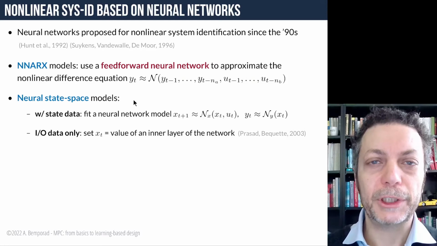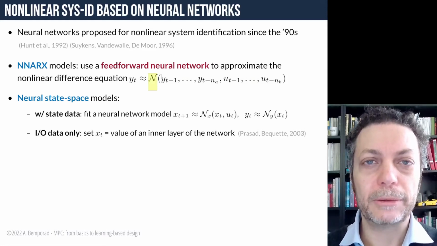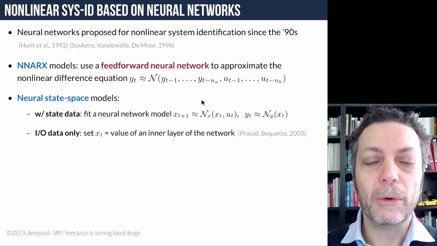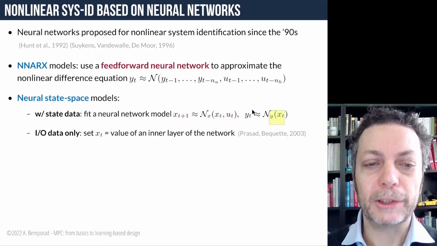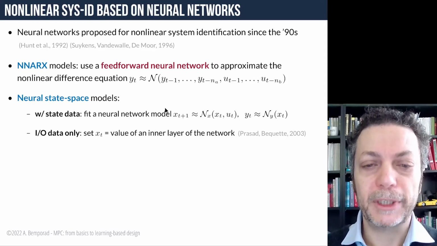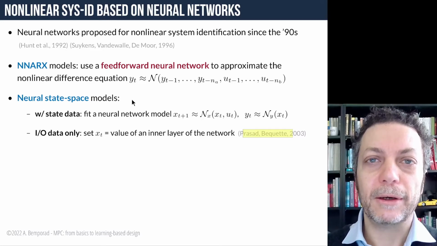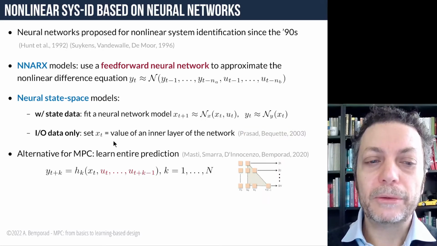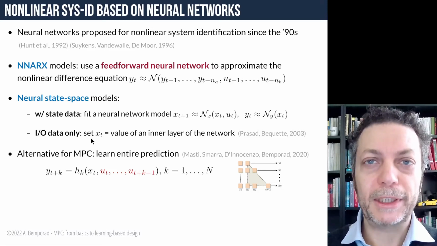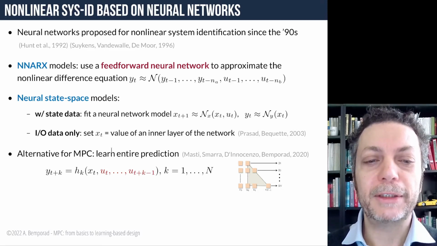So you model the difference equation by fitting this function with a feedforward neural network, or you could fit a state space model. If you have state data available, you could directly fit the state update function and the output function. If you don't have states available, there are also techniques for building state space models from data using neural networks. I mentioned here a paper by Prasad and Beckett, where the state is defined as one of the inner layers of the network.